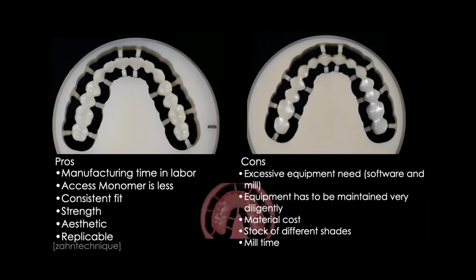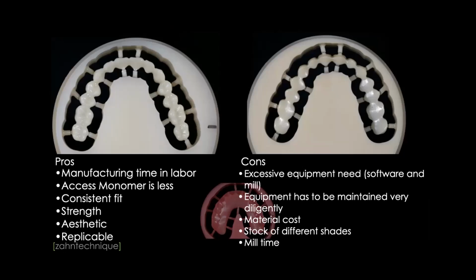There's no question. So for example, every Monday my whole milling suite has to look like brand new. I want to have everything super clean and really well maintained. The material cost: a blank is more expensive than resin. So we have to definitely look into the truth here. Material costs are much higher than if you would print a denture. And we have to stock different shades, so you have to run a higher stock.